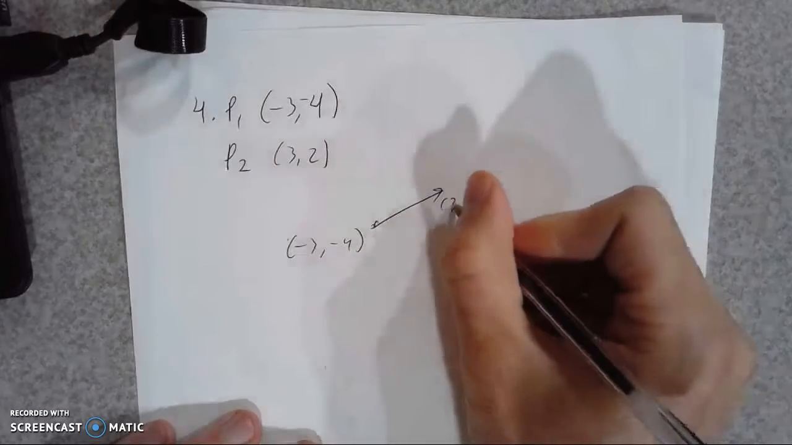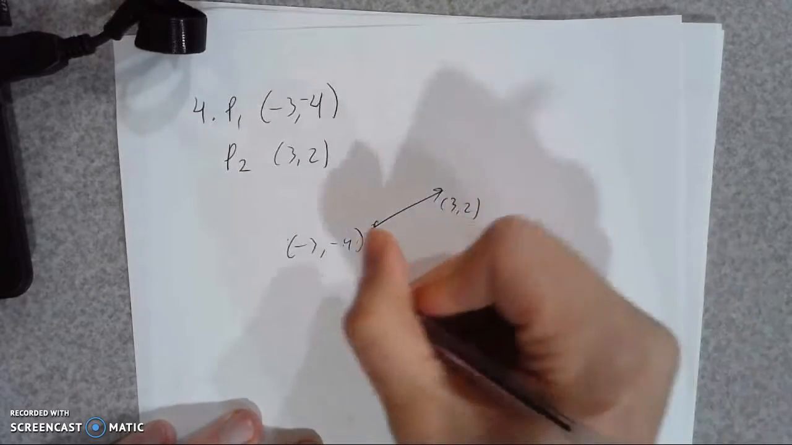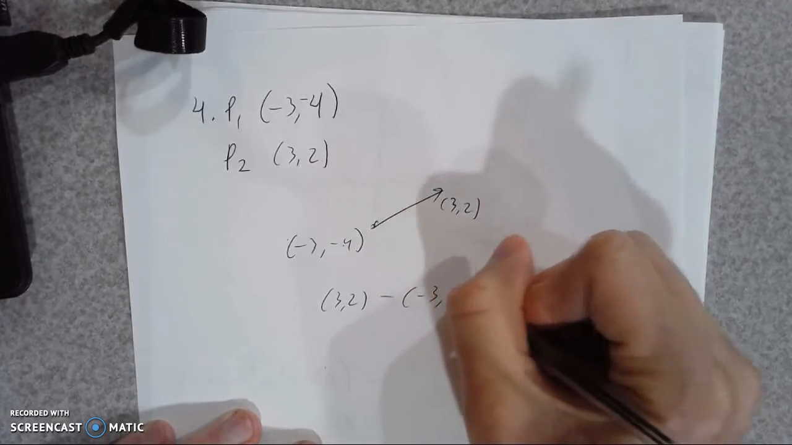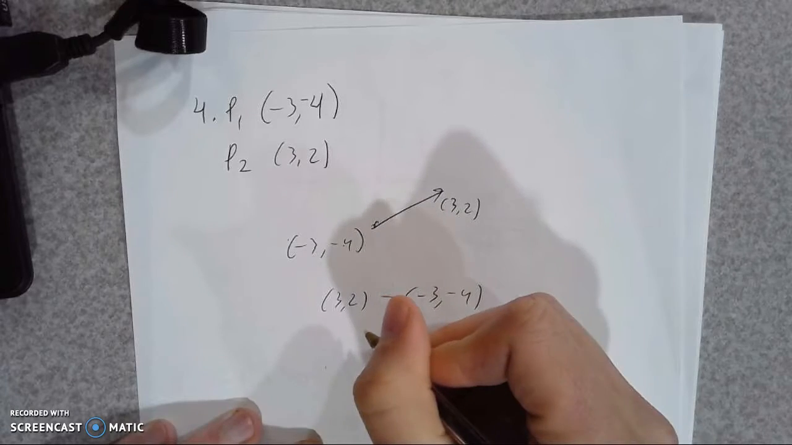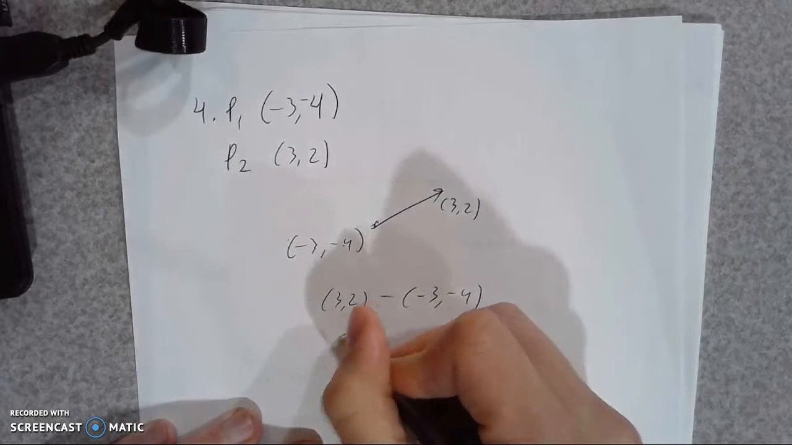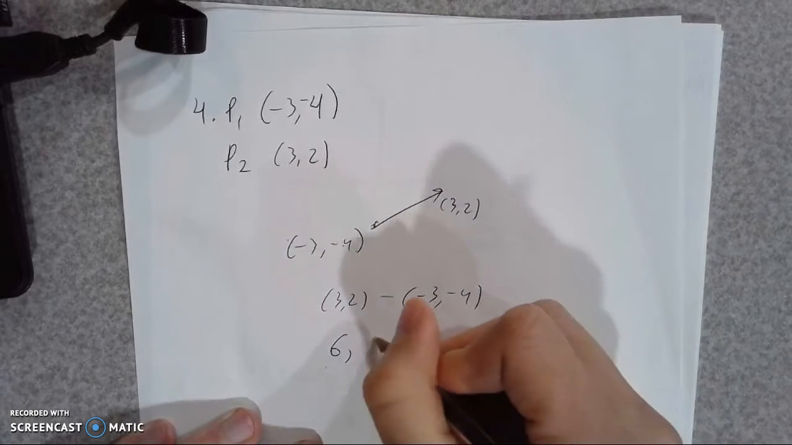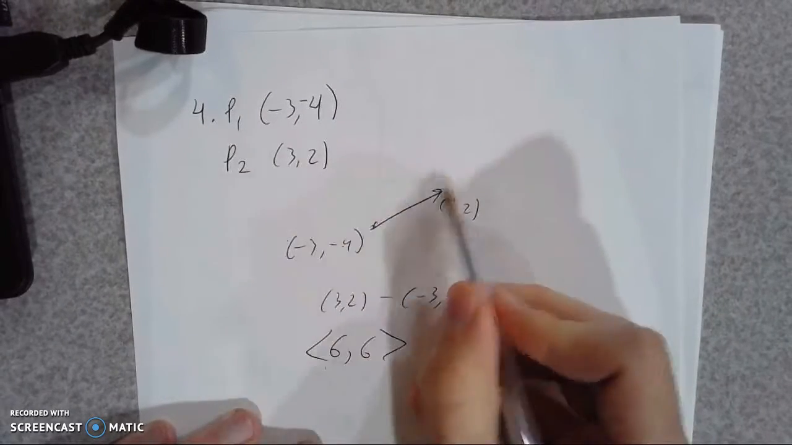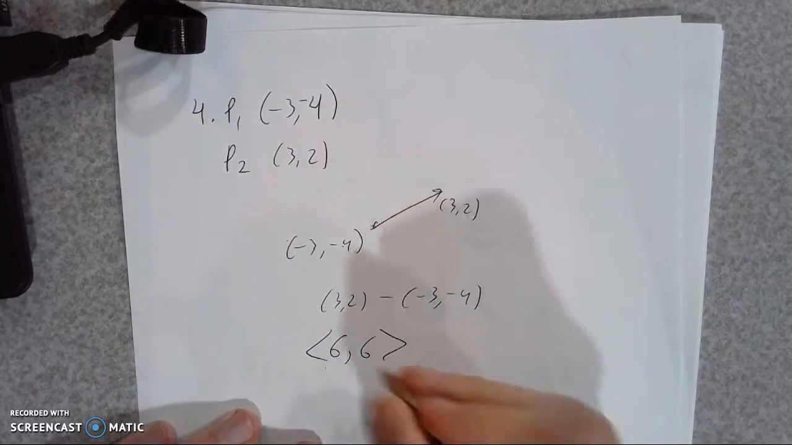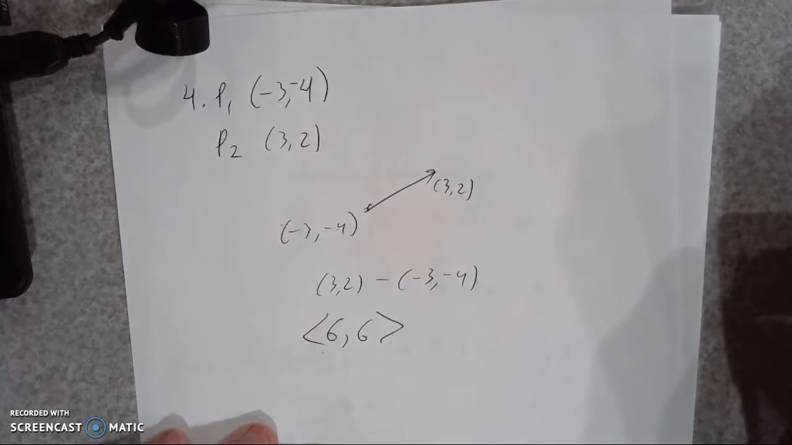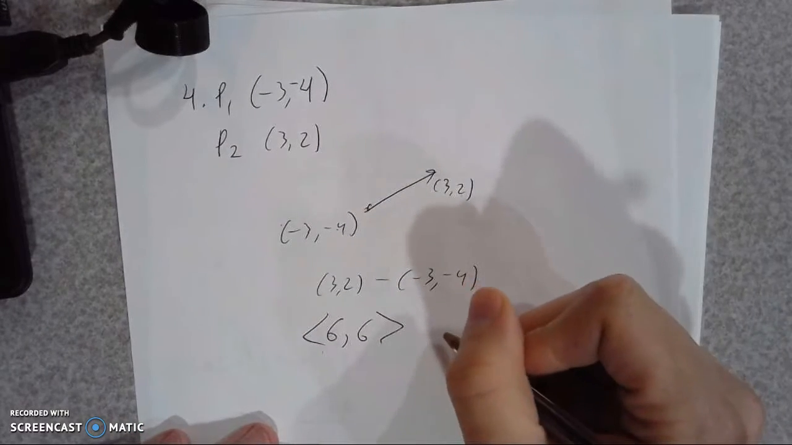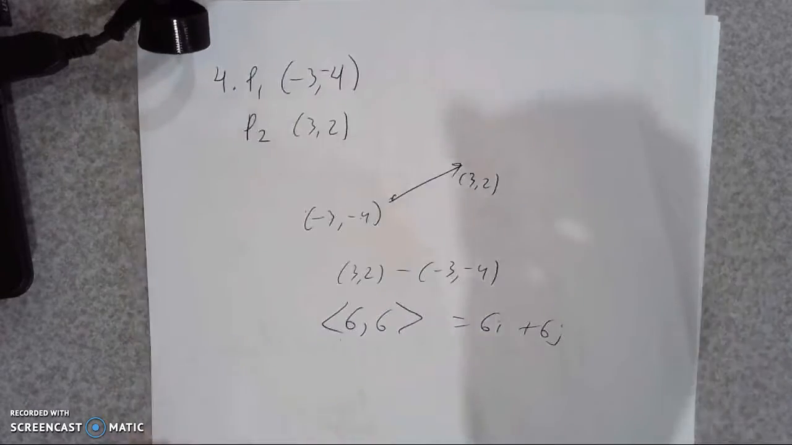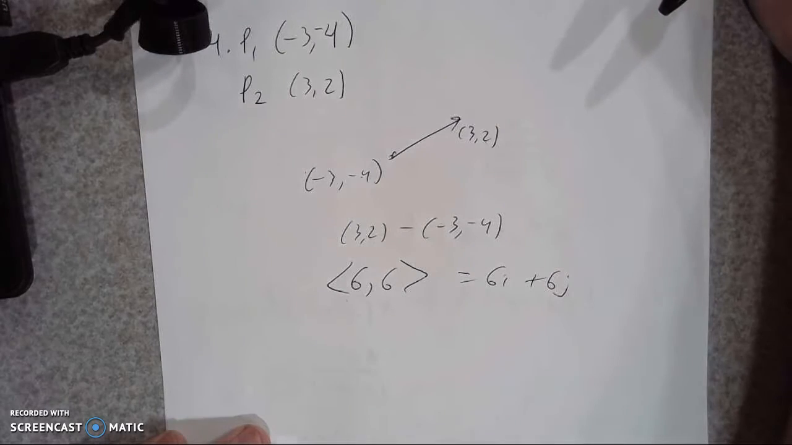So we'll take this minus this. We're going to take 3, 2, basically minus -3, -4, which is going to give us 6, 6 as a vector. Basically that says, what did we do going from here to here? We went up 6, up 6. So this is the vector 6, 6. And that is 6i plus 6j, using our notation from the last problem.